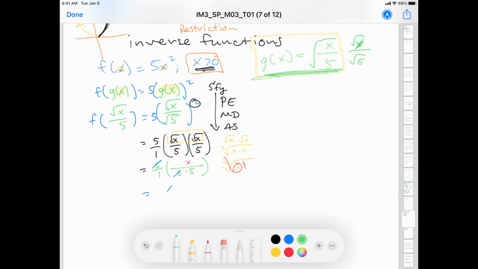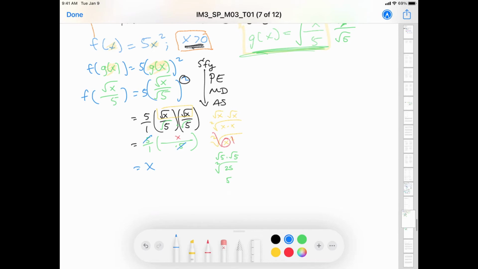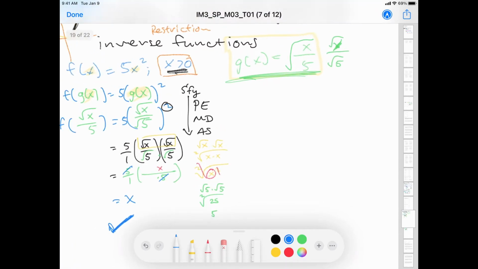That is a big idea. Because then here, this would be square root of 5 times square root of 5 is the square root of 25, which is just 5. That's the big idea. Okay, what does that mean for us? Then I can just cancel these 5's, and it is equal to x. Okay, that is good. Then we gotta check the other side. Let's do it.